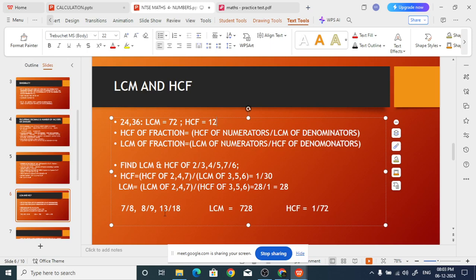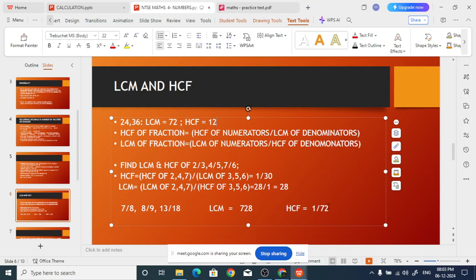But it looks like even though those numbers are in the form of a ratio, 2 by 3, the LCM comes as a whole number, and the HCF comes in that kind of form, 1 by 72 like that. Okay? So you can keep this in your mind. Hello?